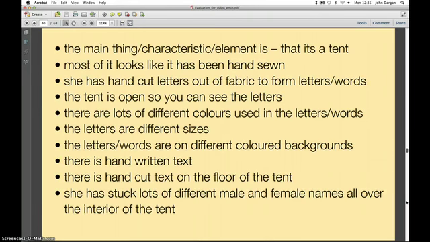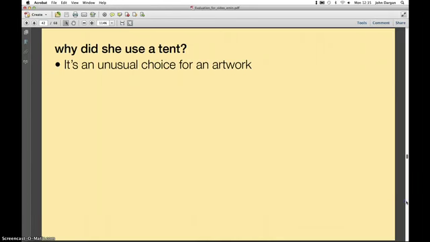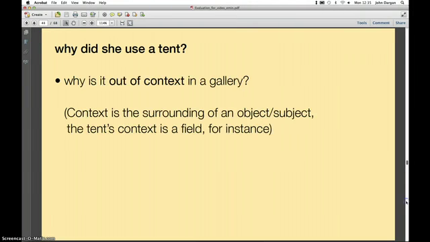She stuck lots of different male and female names all over the inside of the tent. So why did she use a tent? Well, it's an unusual choice for an artwork. Where do you normally see tents? Well, this is the thing I think is important. Why is a tent in a gallery like this? Because a tent's context, where you'd normally put a tent, is in a field. It provides shelter out in the open.